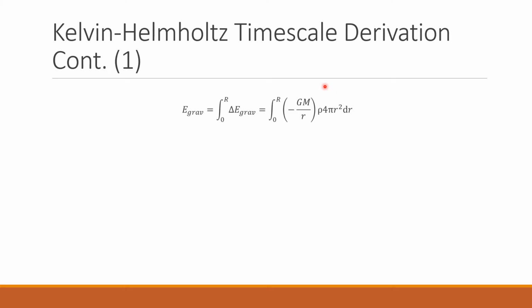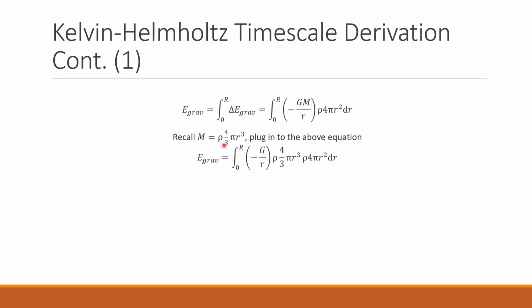And we can note in a constant density regime, which we're considering here, we have rho equal to mass over volume. And in this case, volume, 4 over 3 pi r cubed, is going to have an r in it. So we're going to solve for m and then plug that back in. So m equals rho times v at this point. Plugging that in gives us this new integral, E grav equals the integral from 0 to r, times minus G over little r, rho 4 over 3 pi r cubed, rho 4 pi r squared dr.